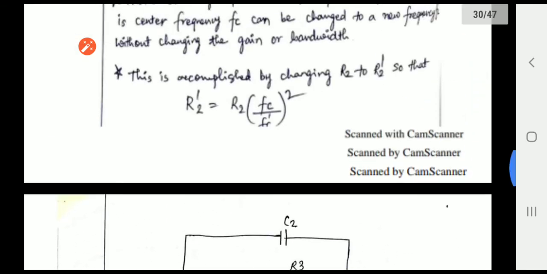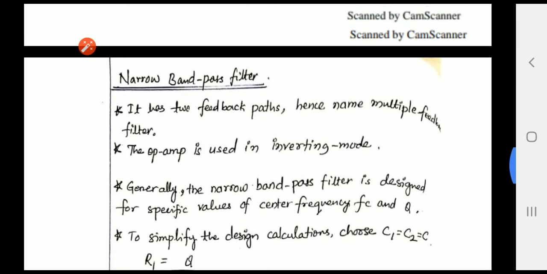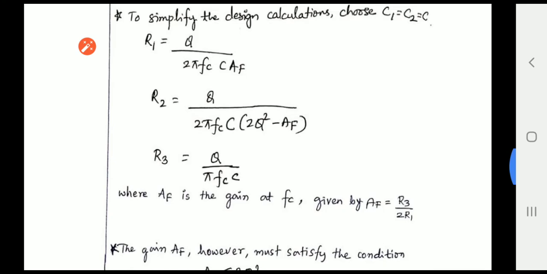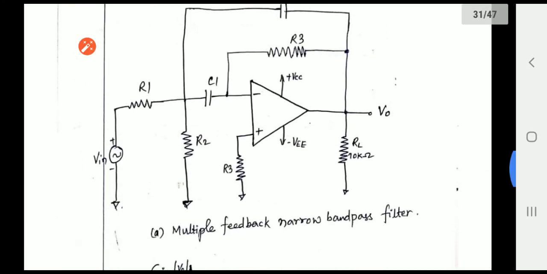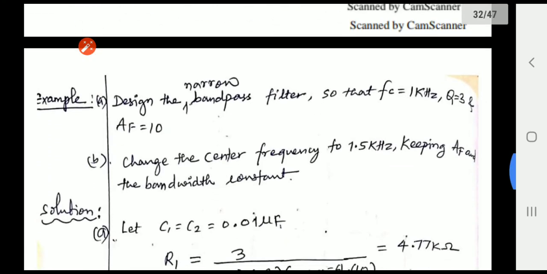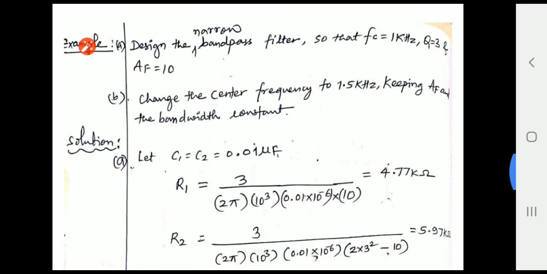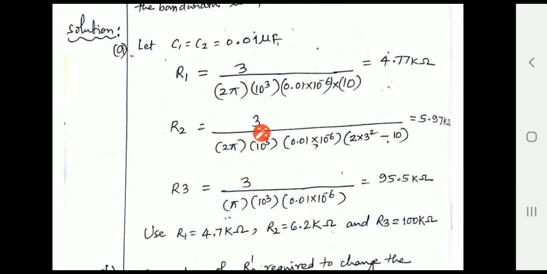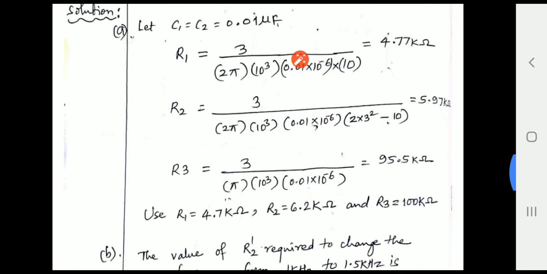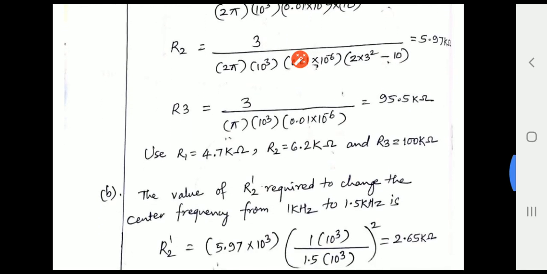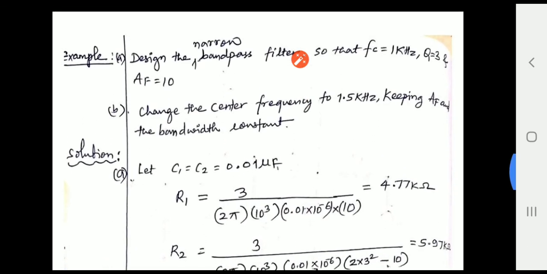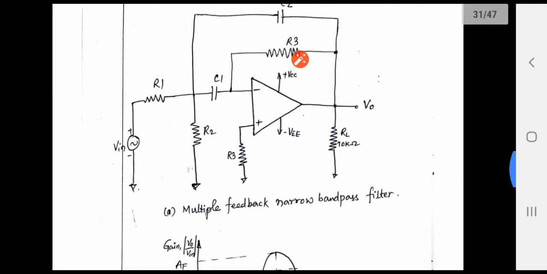So this is about the narrow band pass filter. No derivations, directly the values, expressions and the circuit diagram are taken. Another thing is that one problem is solved based on that, using the same formulas of R1, R2 and R3, assuming the value of C1 equals C2. Then substituting the values in the formulas, we can find R1, R2 and R3. Then substitute it and design the filter. So this is about the narrow band pass filter.